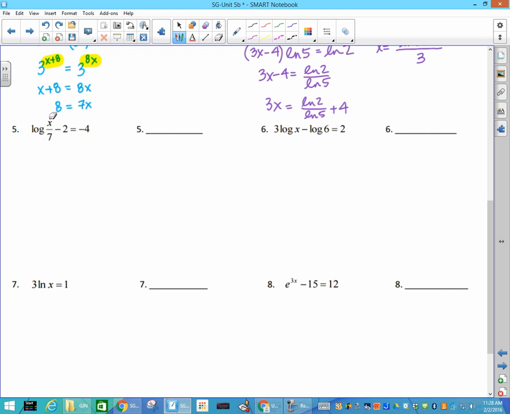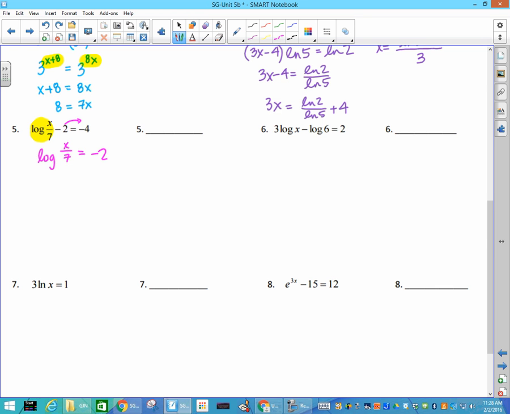So we have log of x over 7 minus 2 equals negative 4. And a lot of people say, oh, I can do that little kick out. But you've got to keep in mind when you do this, y'all, you've got to isolate your log first. This is my log. I got to get that by itself. So to get that by itself, that means I got to move this negative 2 to the other side. So I will add. So that's log of x over 7 equals negative 4 plus 2, which is negative 2.